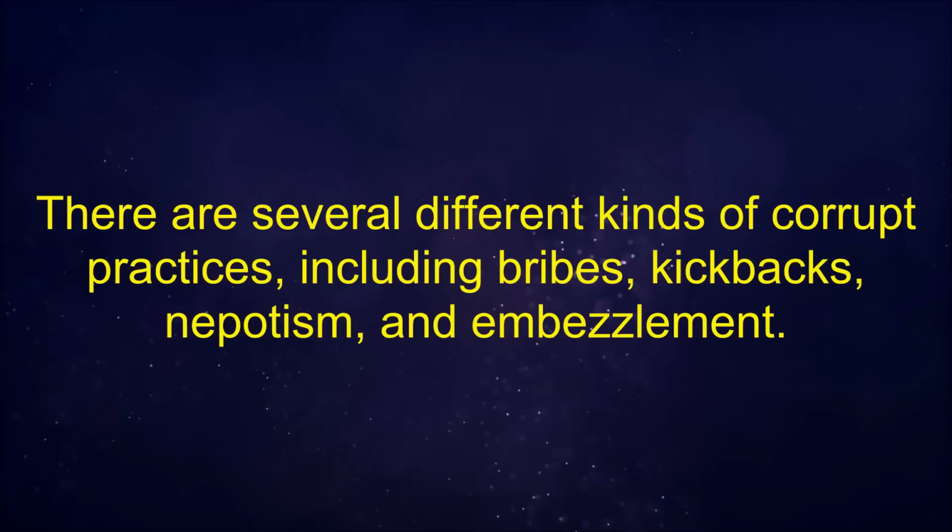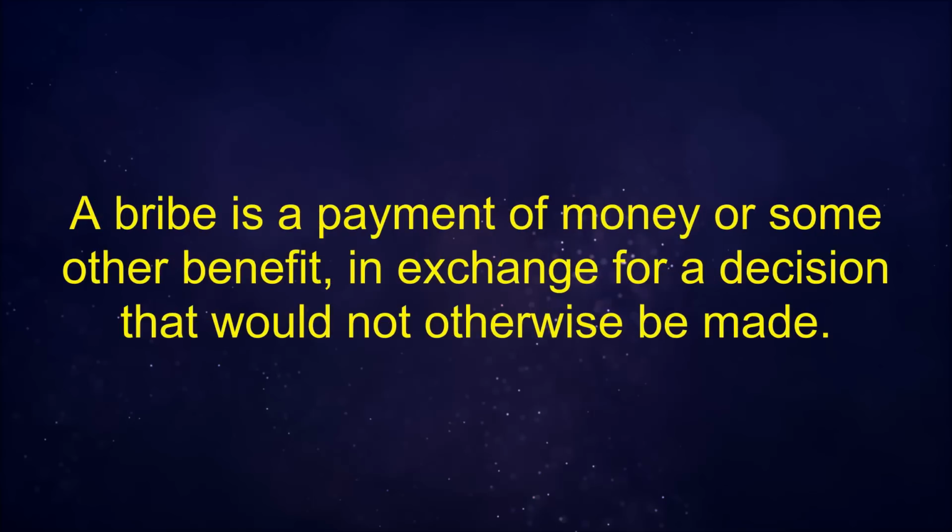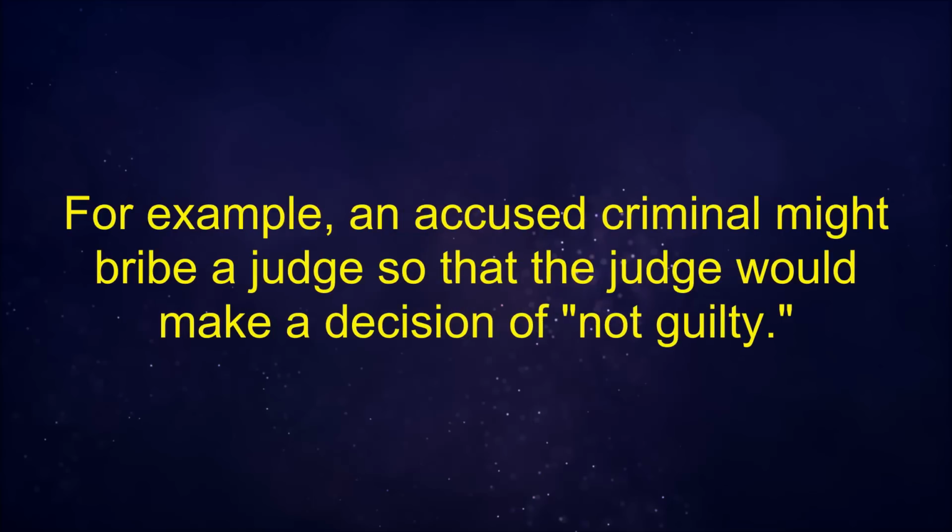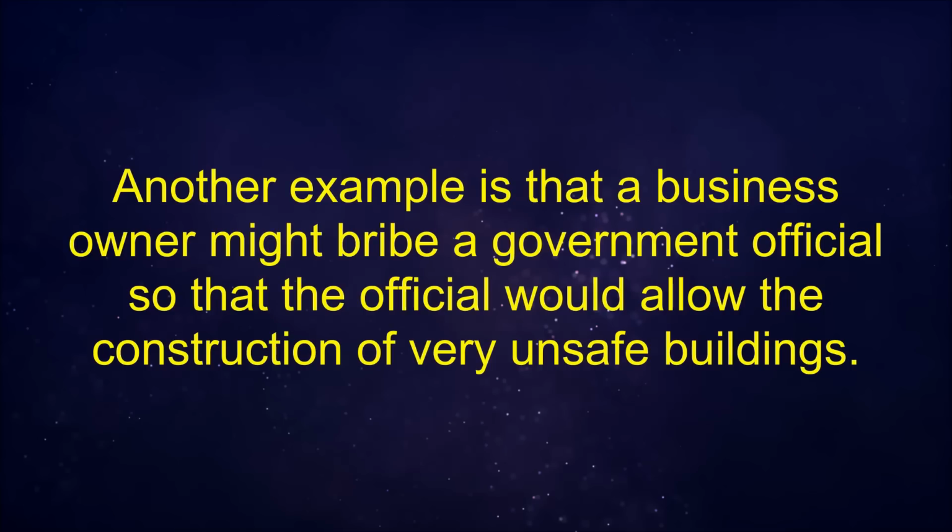A bribe is a payment of money or some other benefit in exchange for a decision that would not otherwise be made. For example, an accused criminal might bribe a judge so that the judge would make a decision of not guilty. Another example is that a business owner might bribe a government official so that the official would allow the construction of very unsafe buildings.